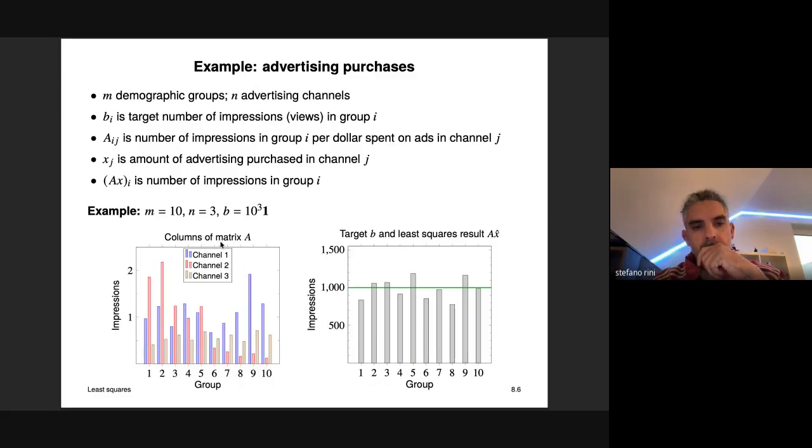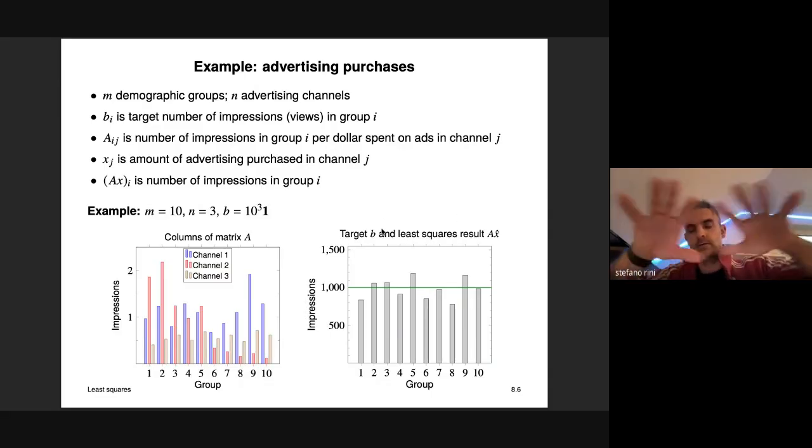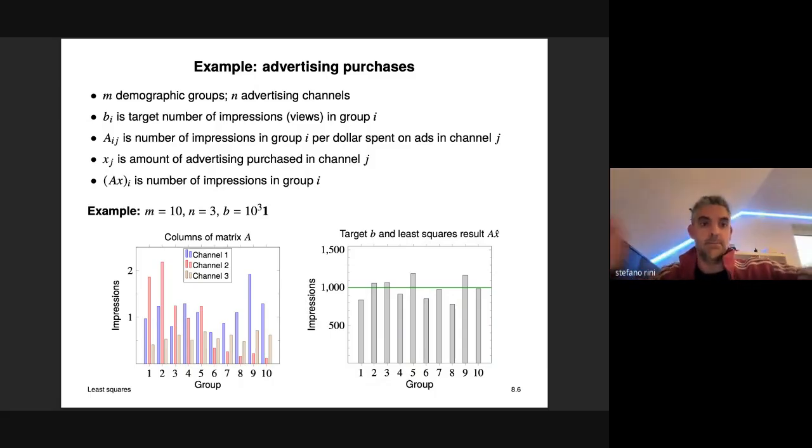Okay. Again, 10 different groups, 3 different channels, and the target that we want is to have uniform impression overall. And what is given to us is the matrix A, where Aij is the number of impressions in group i per dollar spent in the ad of channel j. Okay, good. So you can imagine that you're trying to choose a budget so that you have the same number of impressions per each group, and you have different channels to achieve them. So you have to choose the combination of budget per channel that will achieve this.